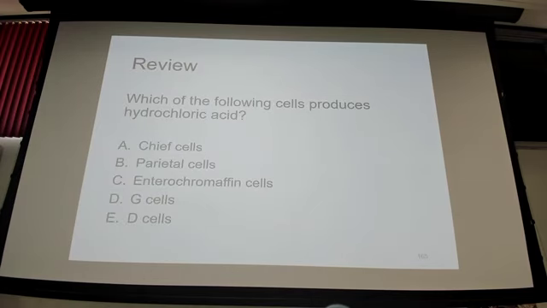Any questions? You guys look bleary. What's wrong with you? All right, come on. Parietal cells. Yeah. What do chief cells make? I know you don't remember. Enterochromaffin cells make histamine. What do G cells make? Give me that one. Gastrin. There you go.